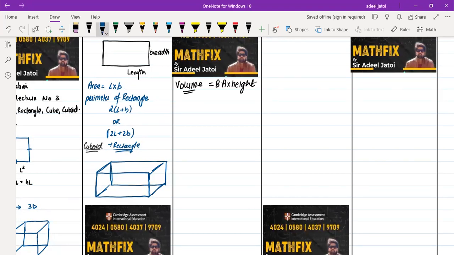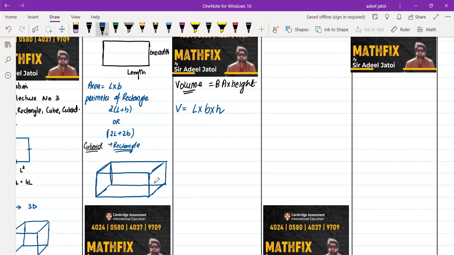Knowing that this is a rectangle, the base area is L and B. Length multiplied by breadth, because the area of the rectangle is length multiplied by breadth, and the height is itself given. So the total formula will be LB, base area, multiplied by height. So remember that the volume formula of a cuboid is L into B into H.